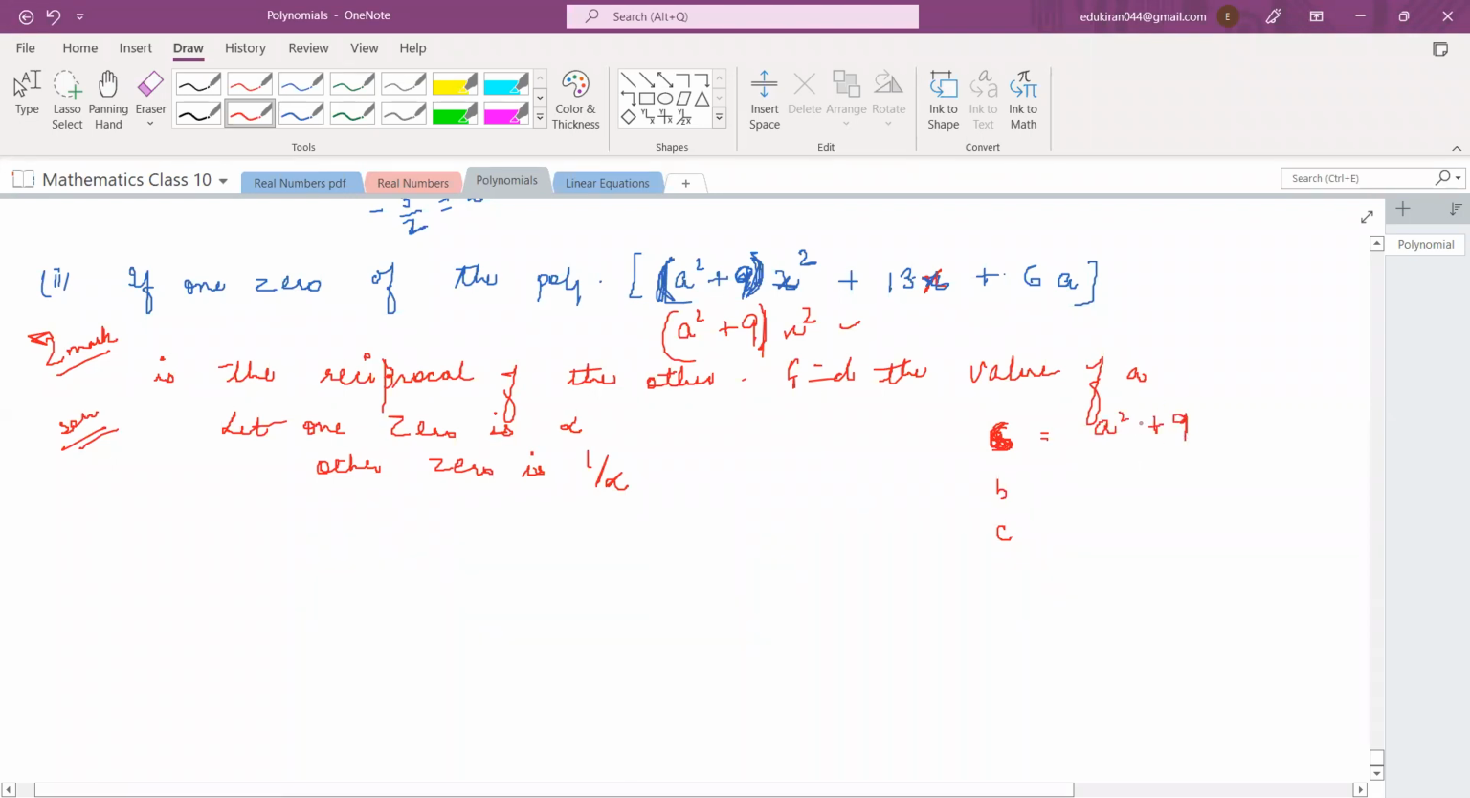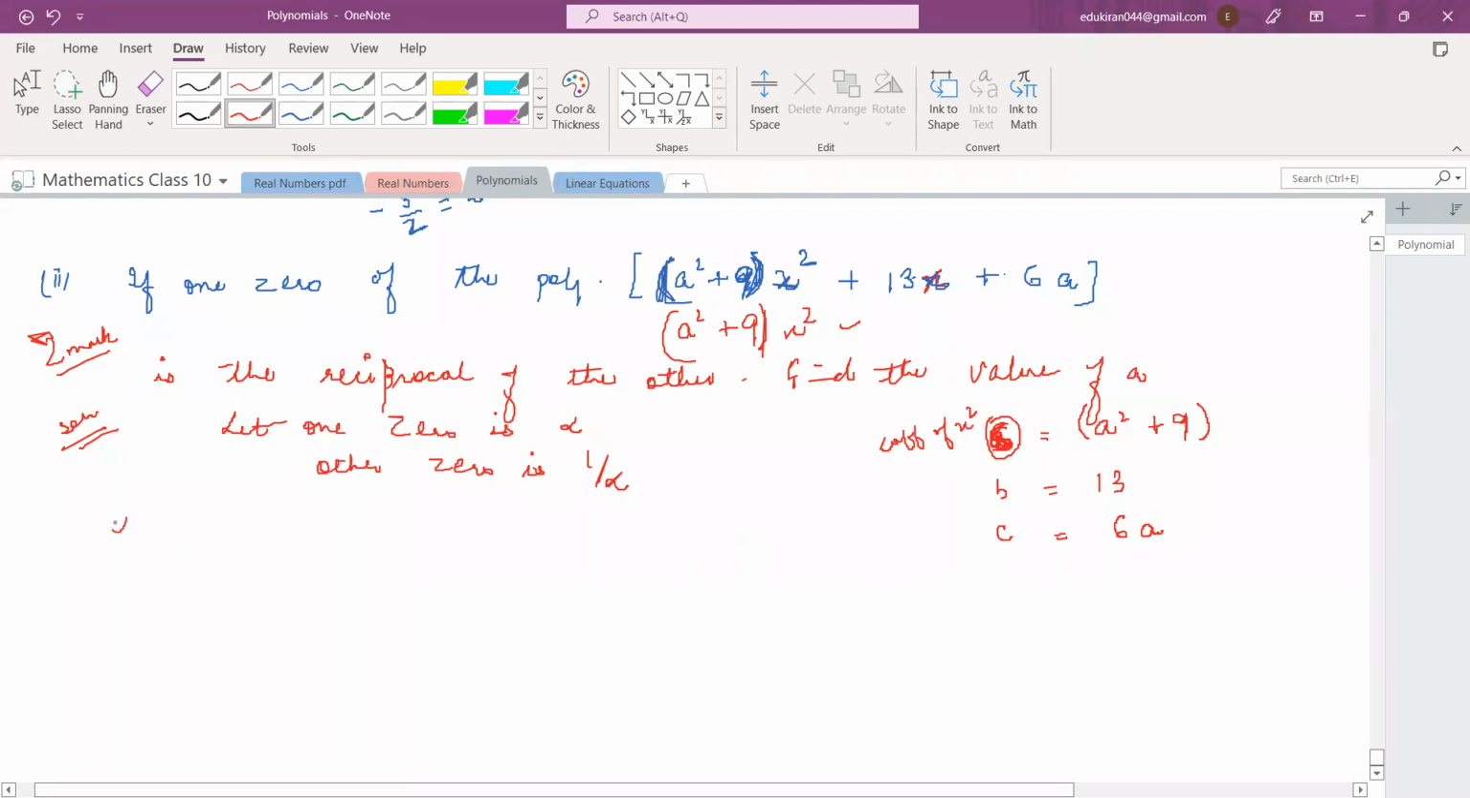And finally, I have to find the value of this a, which is unknown. Then my b is equal to 13, and my c is equal to 6a. Clear? Or if you don't want to write s, you can simply write the coefficient of x square is equal to this. That's how you can write it.